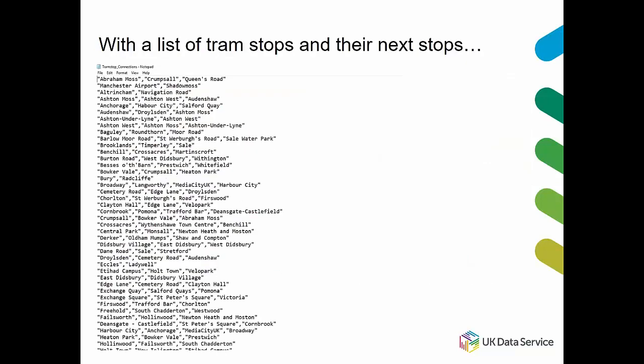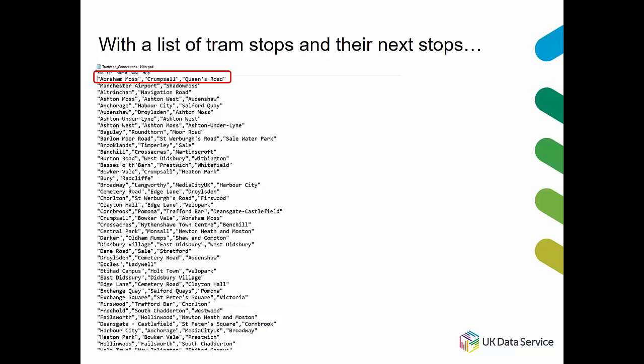This is what that file looks like. And every row begins with the name of a tram stop as it appears in the tram stop shapefile that I imported separately. You saw that in the last webinar. The rest of the rows contain all of the tram stops that are one stop away from the first stop on the list. For example, Abraham Moss is next to both Crumpsall and Queen's Road.